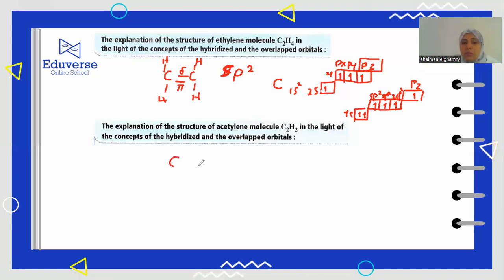Acetylene, C2H2. So we have carbon and carbon, 1 hydrogen and 1 hydrogen. So carbon needs to complete the 4 bonds. So there is a triple covalent bond between the carbon-carbon atoms. As we said, the triple covalent bond means only 1 sigma bond and 2 pi bonds. Here sigma bond, here sigma bond. So the carbon atom is surrounded by only 2 sigma bonds. So the hybridization is what? sp hybridization. 1 from S and 1 from P.